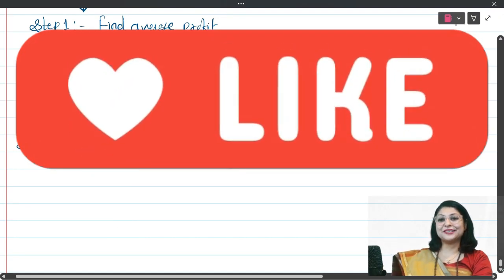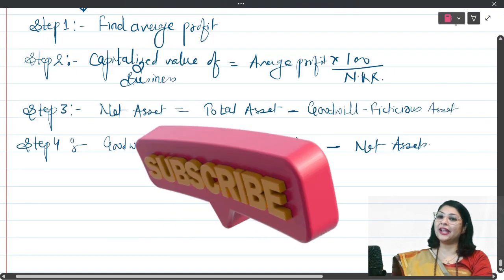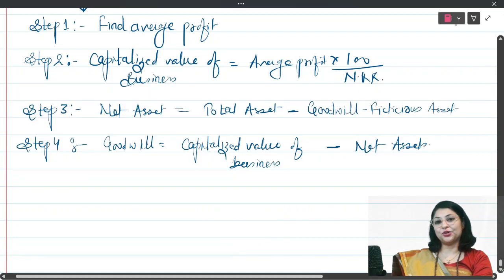I hope you understood this method, students. Now let's understand how we find out goodwill by capitalization of super profit.